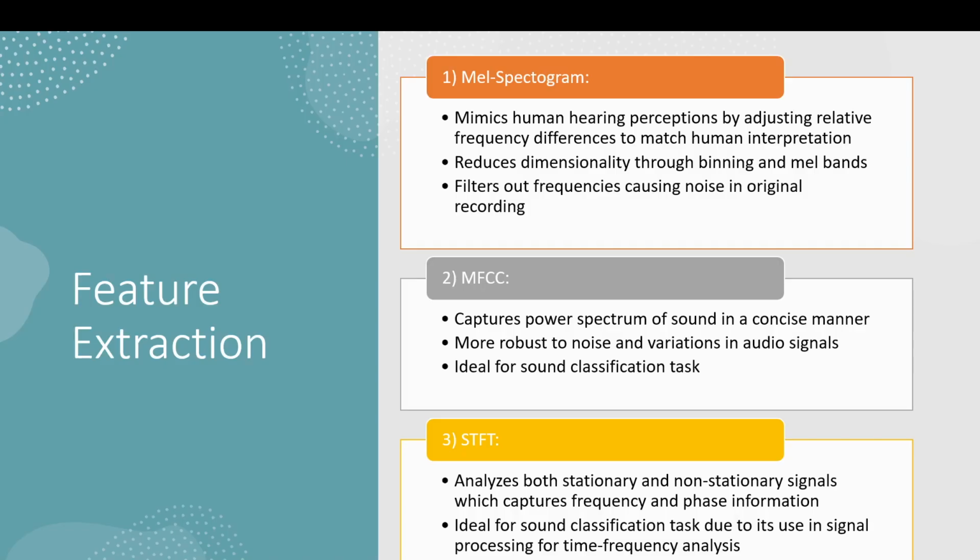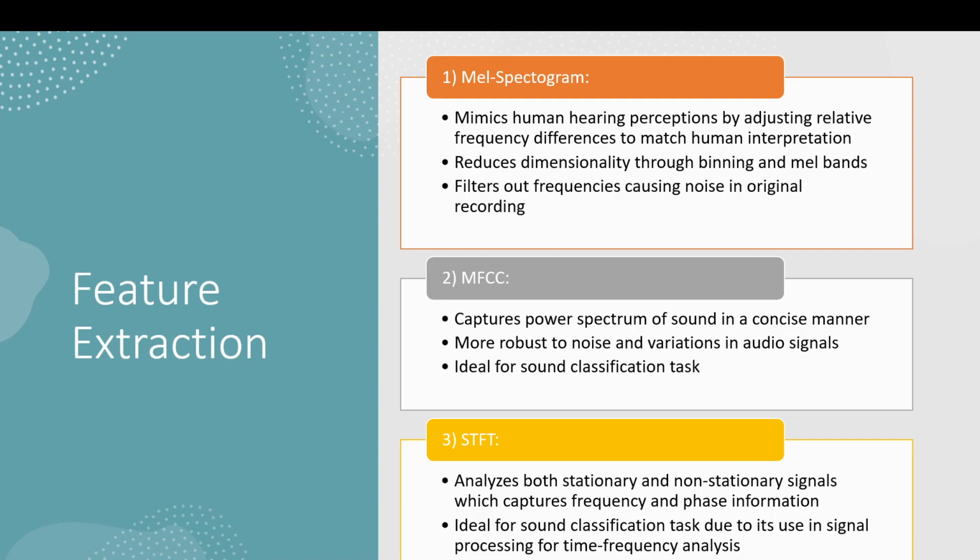So for feature extraction, we're using three main methods. First is the MEL spectrogram. This is very effective in the sense that it mimics human hearing perception by adjusting relative frequency differences to match human interpretation. It also reduces dimensionality through binning into MEL bands. Furthermore, it filters out frequencies causing noise in the original recording.